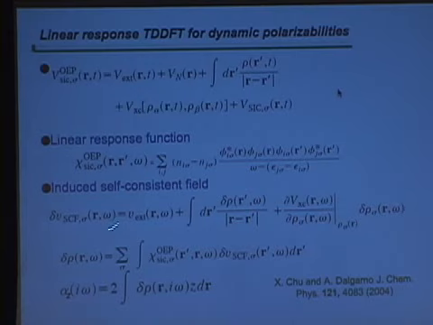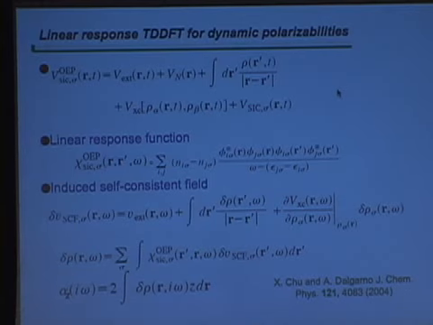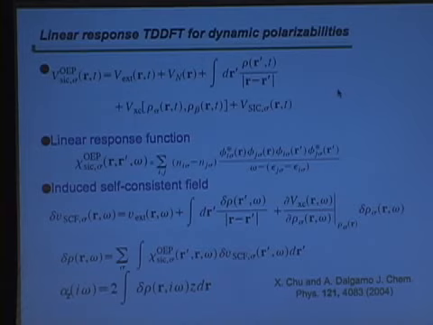Then we solve this equation and this equation self-consistently, as we see that the delta V depends on delta rho, and delta rho depends on delta V. And then once we reach the self-consistency, we plug this delta rho into this equation to obtain the polarizabilities we needed. As explained by several previous speakers, we need polarizabilities at imaginary frequencies to calculate dispersion coefficients.